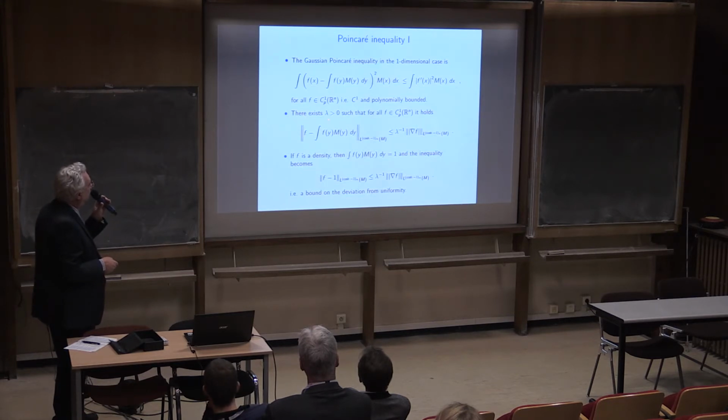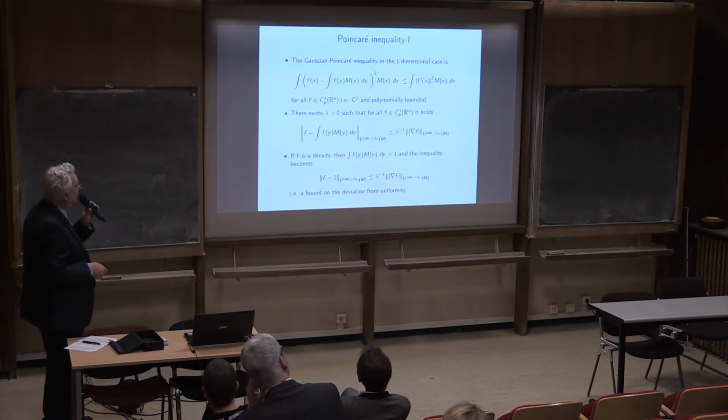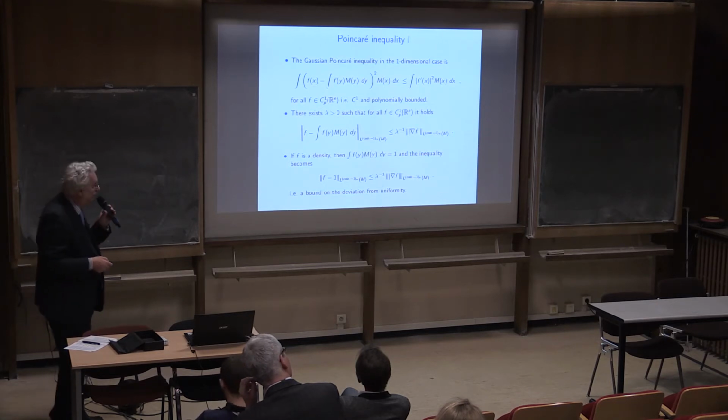In my particular setting, I can prove that there exists a universal constant such that if f is C1 with polynomial growth, C1p, and I take the difference between f and the mean value with respect to the Gaussian distribution, its norm in the mixture space is dominated by the norm of the gradient in the same space. For example, if f is a density, the inequality becomes the norm of f minus 1 dominated by the gradient. Now, note that the norm in the mixture space is actually related with the entropy. So this is a sort of inequality for the entropy.